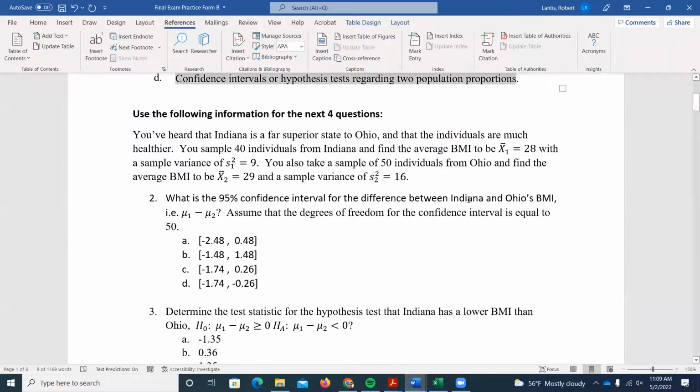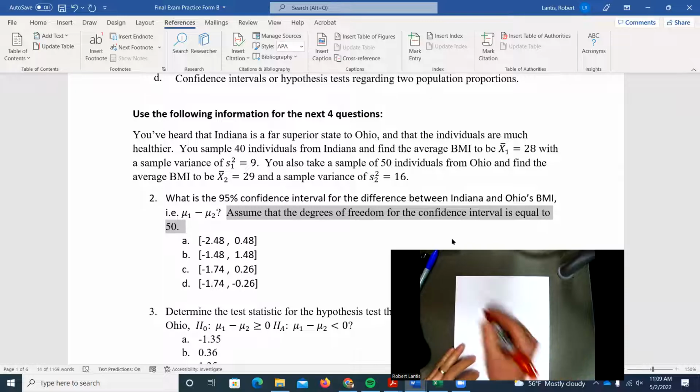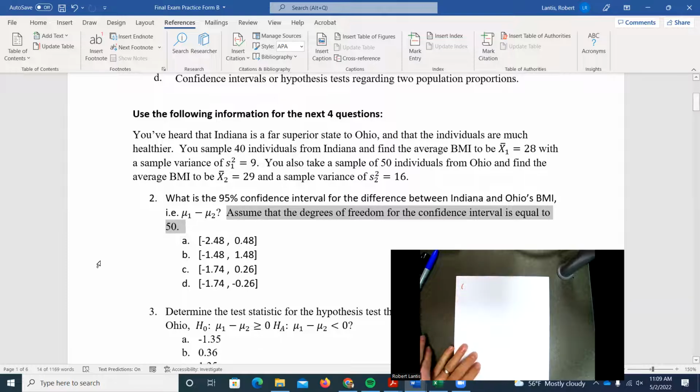Yep. So here, I gave you that assumed true degrees of freedom of 50. I'm just going to write down the things that we have here, or we could just plug everything in. If we look at that formula sheet, it said take the first sample mean minus the second. Well, here my first group was Indiana, so 28 minus 29. So we're going to build our confidence interval around that.